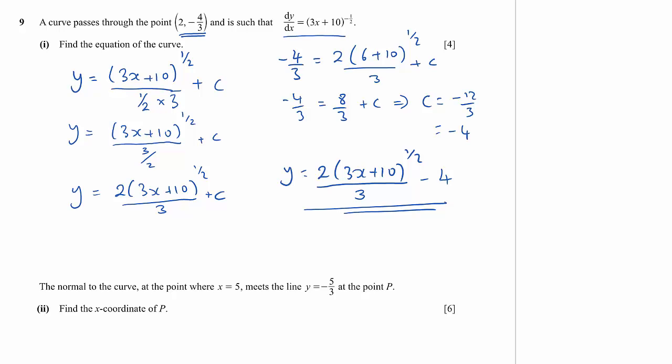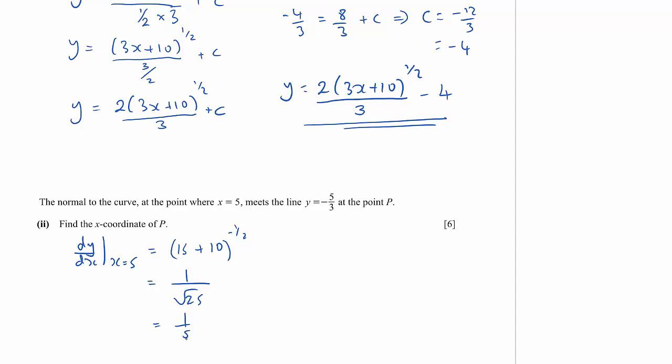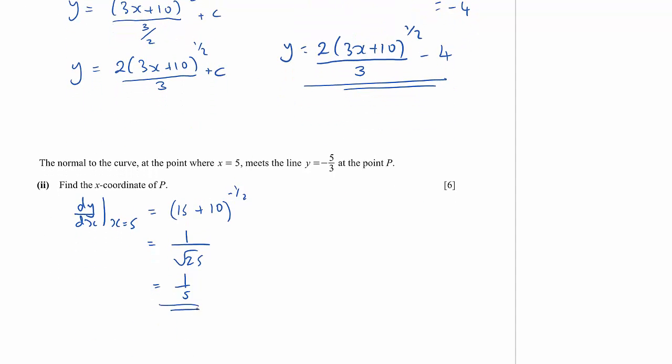So now we have the normal to the curve at the point where x is 5 meets the line y equals -5/3 at the point P. Find the x-coordinate of P. So if we do dy/dx evaluated when x equals 5, we have 3 times 5 plus 10, so 15 plus 10, to the negative a half, which is 1 over the square root of 25, which is 1/5.